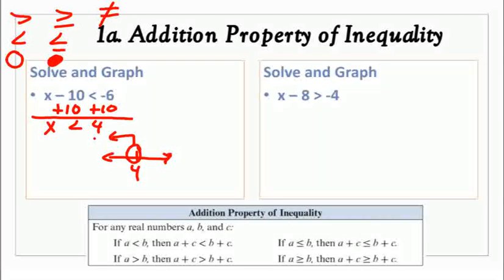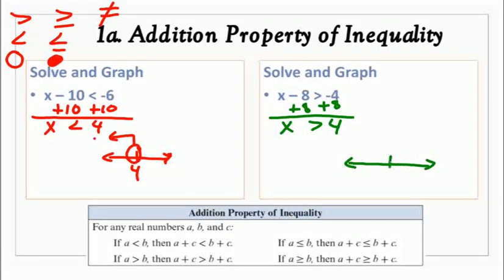Next one, x minus 8 is greater than negative 4. The opposite of subtracting 8 is adding 8. So I add 8 to both sides, and I get x is greater than 4. Draw my number line, put 4 down. Says it has to be greater than. Does not have the equal to, so it's an open circle. Greater than, the bigger numbers always go to the right.